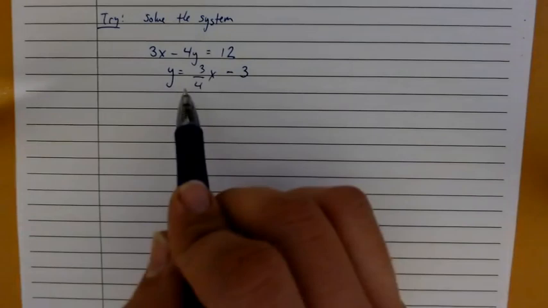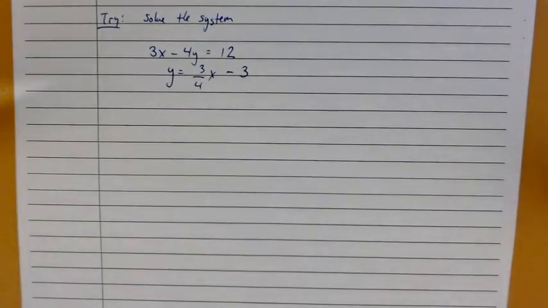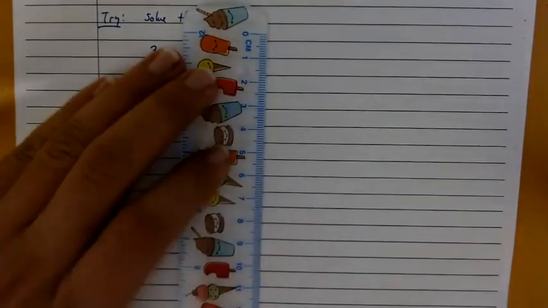All right, so this bottom equation is already in slope-intercept form. So let me just take advantage of that and graph it in slope-intercept form.